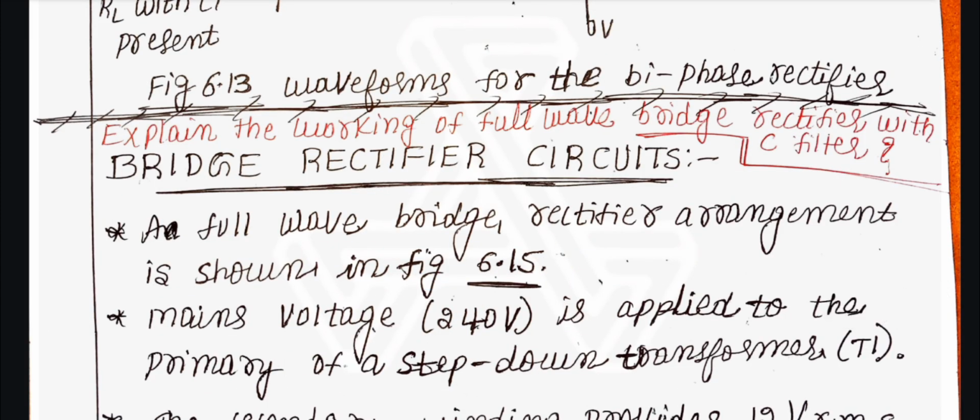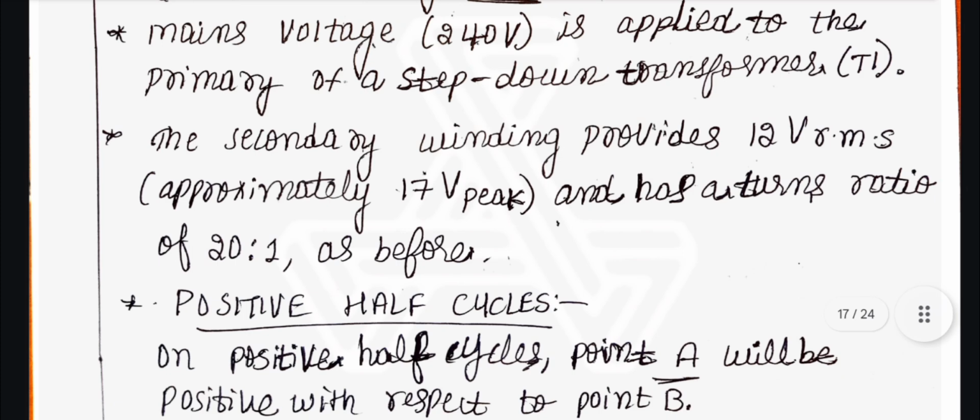Working of the bridge rectifier circuit. A full-wave bridge rectifier arrangement is given in figure 6.15. Mains voltage of 240 volts is applied to the primary of a step-down transformer. The secondary winding provides 12 V RMS, approximately 17 volts peak, and has a turns ratio of 20:1.